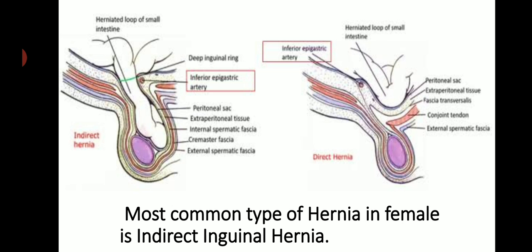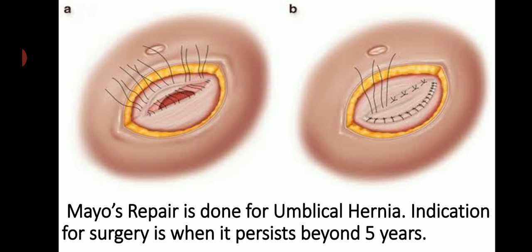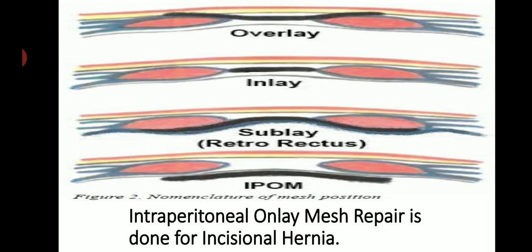Most common type of hernia in females is indirect inguinal hernia. Mayo's repair is done for umbilical hernia. Indication for surgery is when it persists beyond 5 years. Intraperitoneal onlay mesh repair is done for incisional hernia.